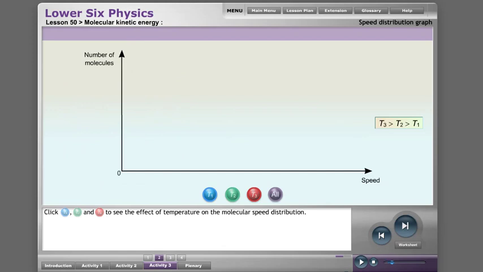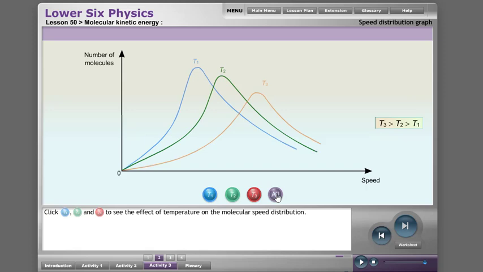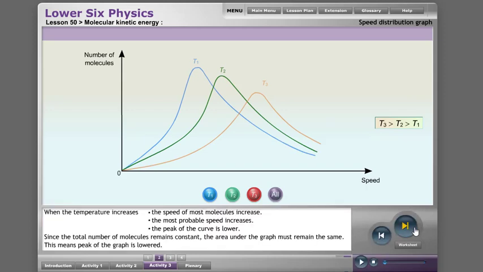Click T1, T2 and T3 to see the effect of temperature on the molecular speed distribution. When the temperature increases, the speed of most molecules increases, the most probable speed increases, and the peak of the curve is lower. Since the total number of molecules remains constant, the area under the graph must remain the same. This means the peak of the graph is lowered.